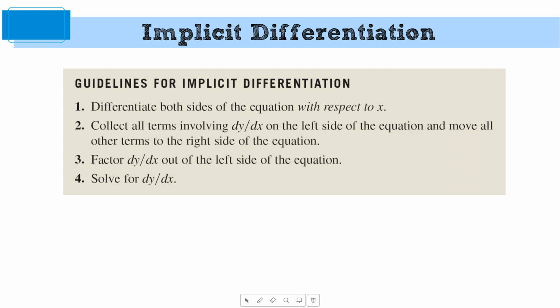Differentiate both sides. Move all the y primes to the left. Move everything else to the right. Factor out y prime. Divide. You got your answer. Now you could do dy dx or y prime. I like y prime easier because it means I have to write less. If you find out that you don't like the y prime, I can easily switch back to dy dx.